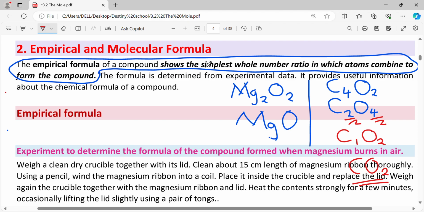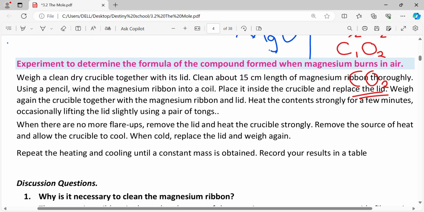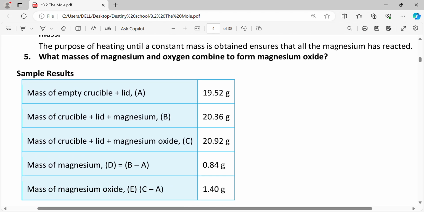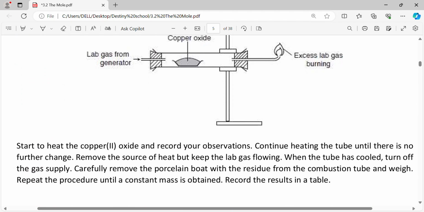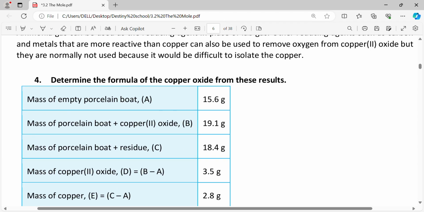So in writing, because in exam, sometimes you might be asked what is empirical formula. So the empirical formula of a compound, what does it do? It shows the simplest whole number ratio in which atoms combine to form the compound. The way you can easily see it is in the few examples I've given there below.